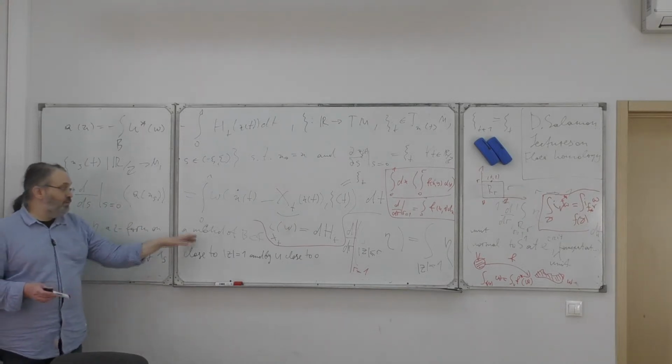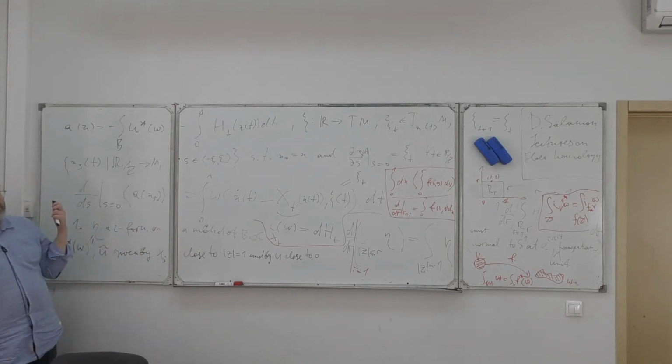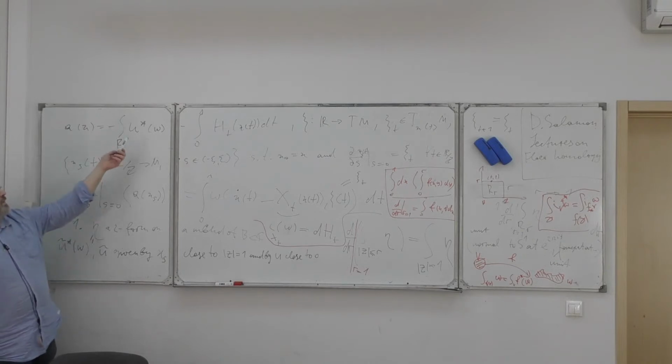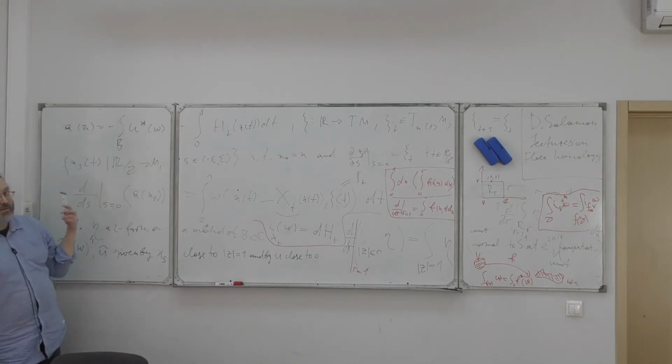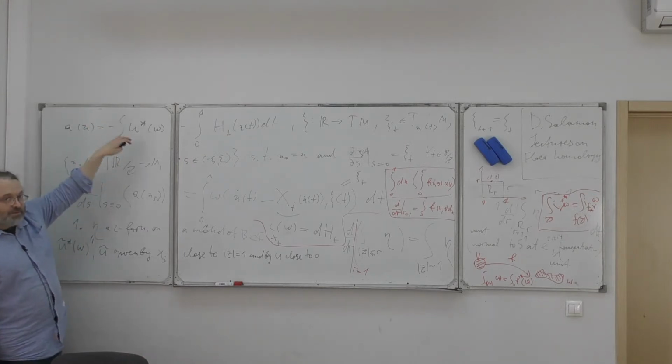There is one other thing which I've swept under the carpet here, because when I apply this functional, I need to have a loop, which is a map from the unit circle to M, and then I need to have a map from the unit disk to M.